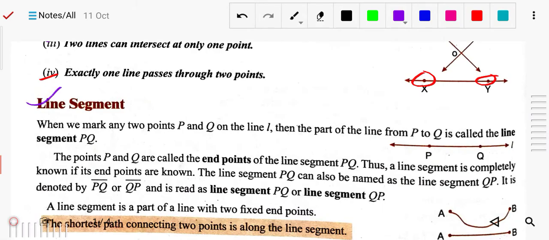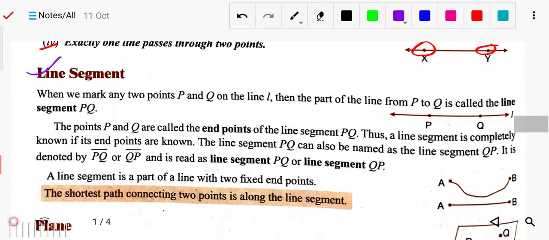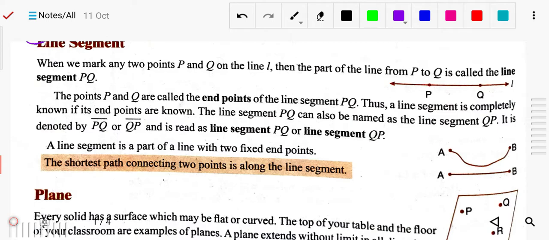Now the line segment. A line segment is nothing but a part of the line. The shortest path connecting two points is along the line segment. As I have mentioned, it is the shortest path between two points. So what is the difference between a line and a line segment?